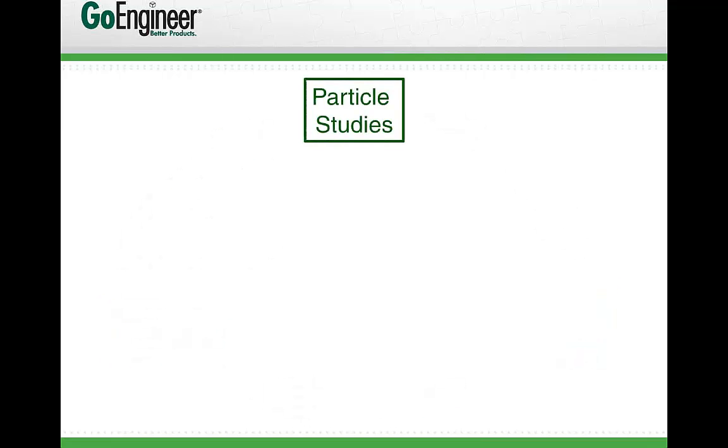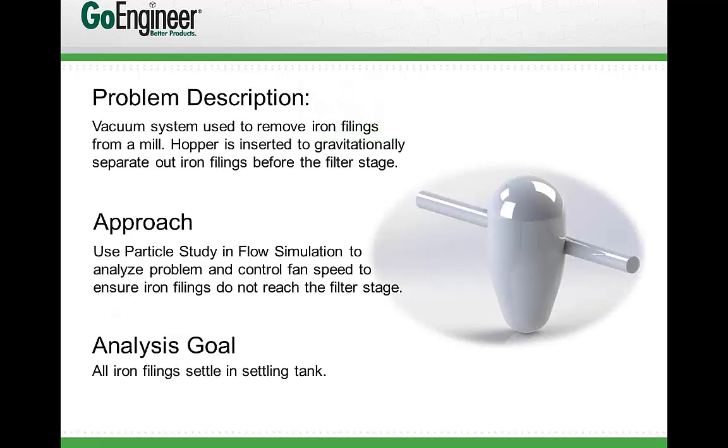Okay, like I said, we're going to start off with a particle study. Let's talk about the problem description, and then we'll jump into SolidWorks Flow Simulation and show how we tackle it. Say you have a vacuum system used to remove iron filings from, say, a mill. What we're modeling here is a hopper. It's inserted to gravitationally separate out iron filings before they hit the filter stage. If all of these iron filings hit the filter, we just plug the filter. So this is really used like a settling tank.